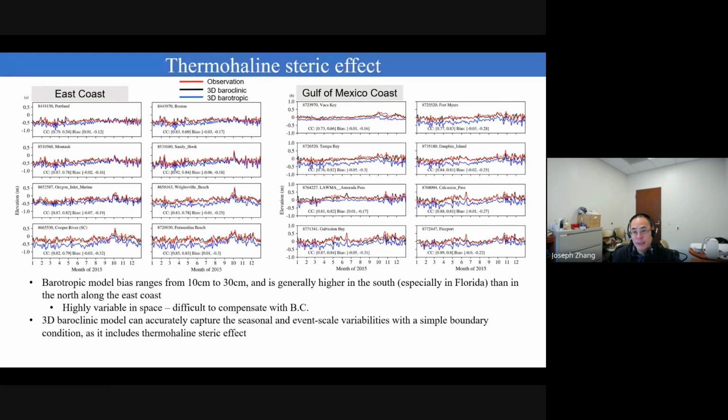So what you see here is that really the 3D barotropic model has large biases, and that bias is not constant spatially or temporally. So it's really hard to tweak the boundary condition to compensate for this type of errors. Whereas the 3D baroclinic model, it's natural, right? Because it has some more halosteric effects. It really captures this kind of variability quite well.